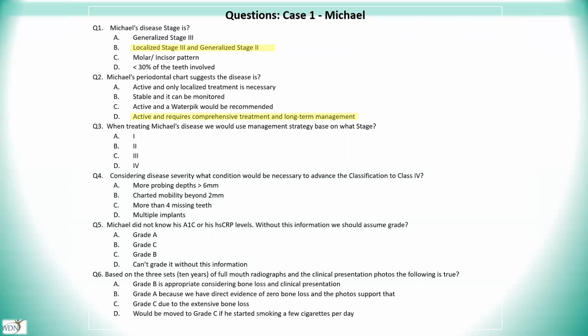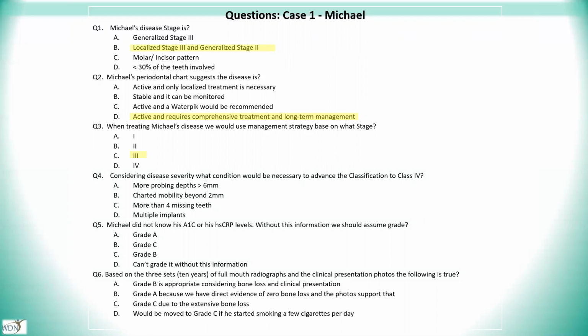And it does, and it did, and we provided that for him. What management strategy would we use? What stage would we base that on? Would we base it on his localized stage or his generalized stage? We always do treatment based on the most advanced stage in the disease descriptor. Always. So even if you have localized stage 3, we're going to use stage 3 treatment protocol.